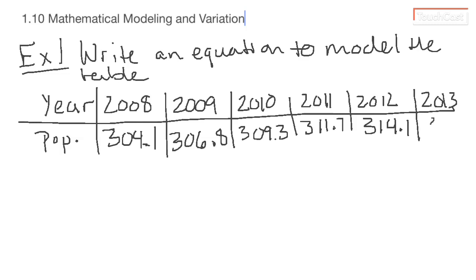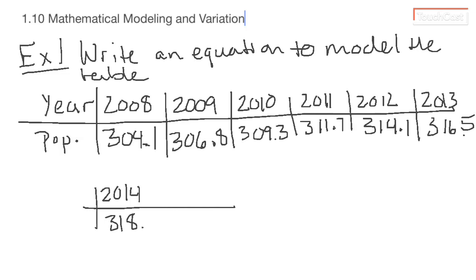2013, we had 316.5 million. And I still have two more spaces, so I'm going to have to go down into another row. 2014, we had 318.9 million, and in 2015, 321.2.